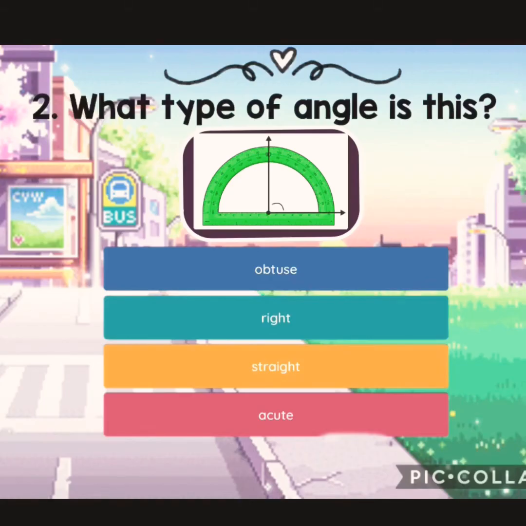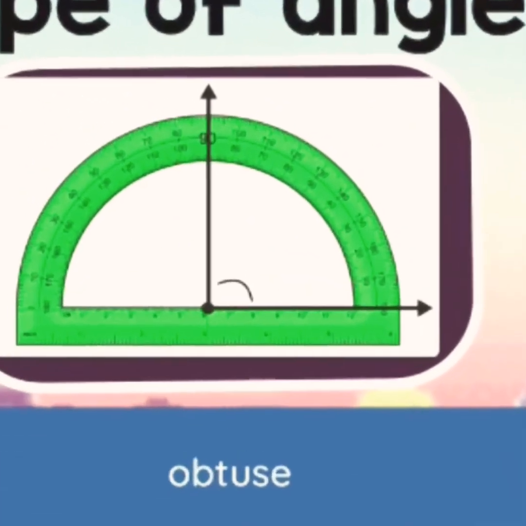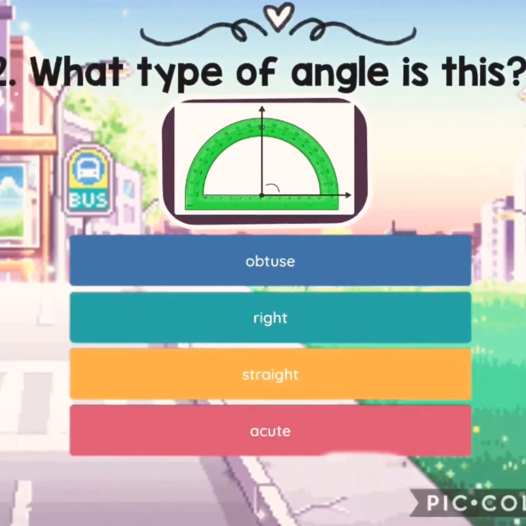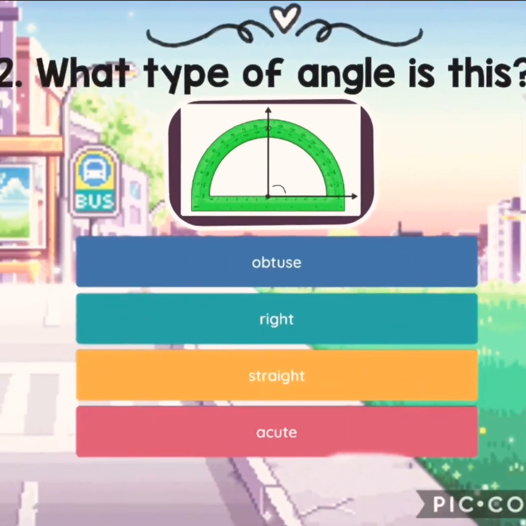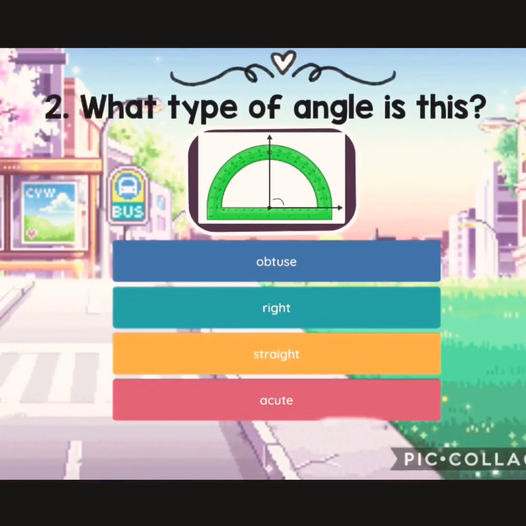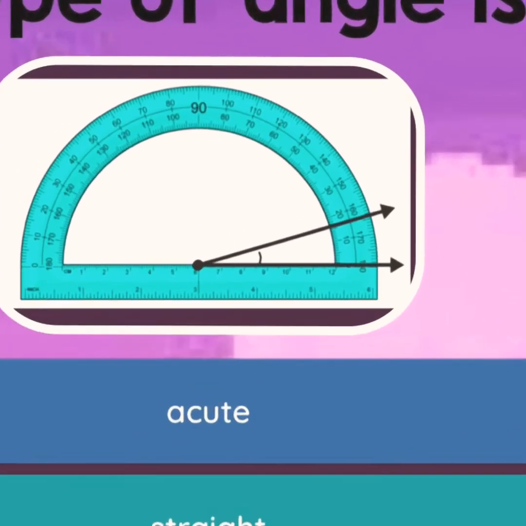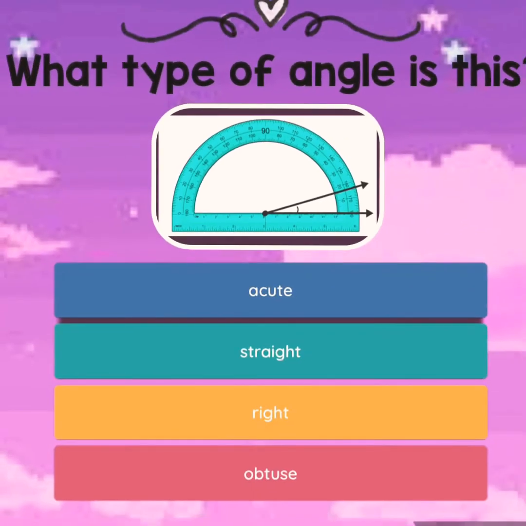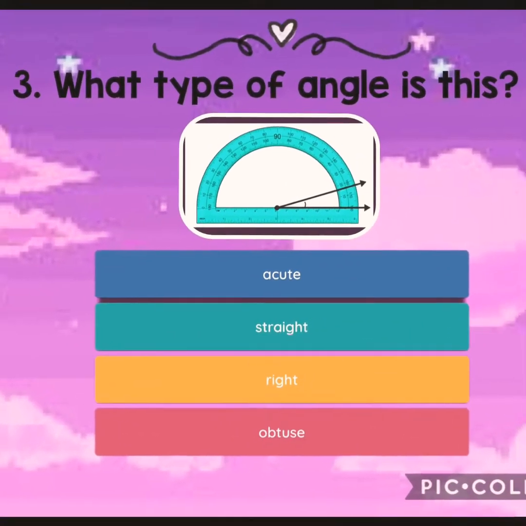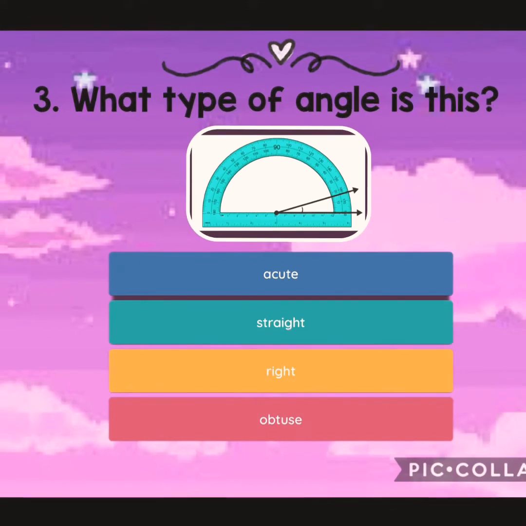Okay, number 2. What type of angle is this? Check it out. It's super easy. Let me give you the 4 options. Keep track of the answers. Obtuse, right, straight, or acute. Okay? Let me continue to the next number. Number 3. What type of angle is this? Remember I explained something to you. When it's too little, it's what? The options are acute, straight, right, and obtuse.